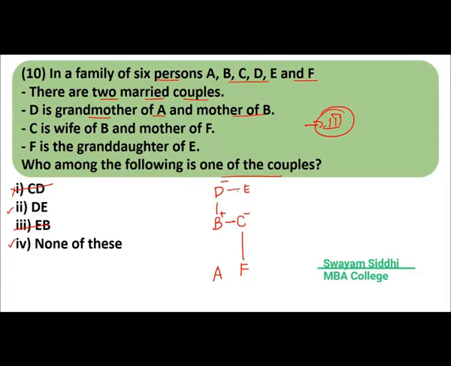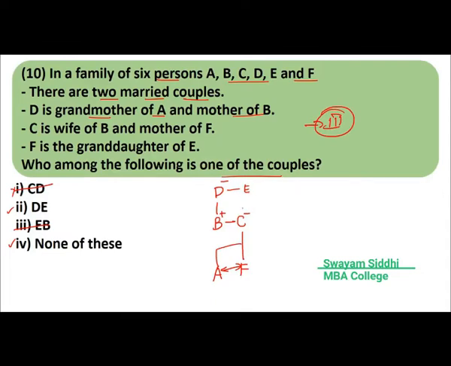So these both have to be husband and wife. And over here also, we know that D is the grandmother of A. So A must be a sibling of F, and A must be the child of B and C. Just remember that there is no other way that all these conditions get satisfied.